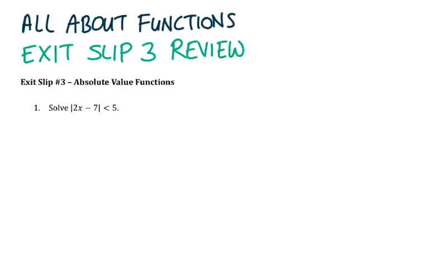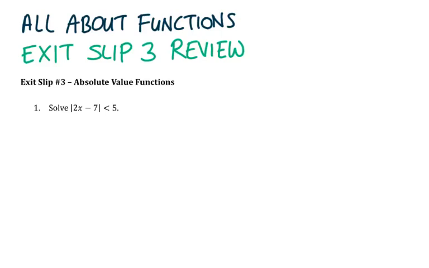Let's take a look at exit slip 3 on absolute value functions. For this exit slip, we were asked to solve an absolute value inequality. And there are several ways you can solve an absolute value inequality. I'm going to share what might not be the most efficient, but I hope it's a method that can make some sense.